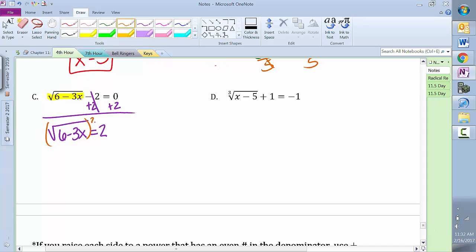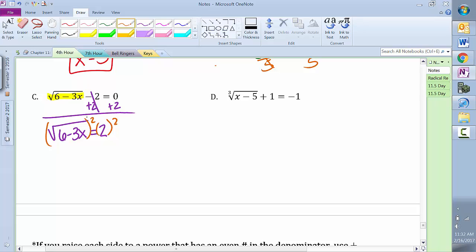I square it. If the index is 2, I just square it. You always got to look at that index. So the index is 2, so I'm going to square it. Here the index is 3, so I would cube it. So whatever the index is, you're basically raising it to that power.